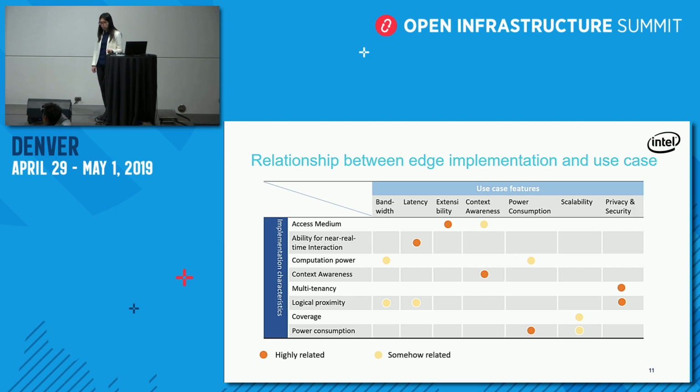And for coverage, there is some relationship with the scalability. With more coverage, the nodes could be distributed to different endpoints, making it easier for scaling. And power consumption is related to the scalability as well. So if you need less power, it could be easier for scaling.